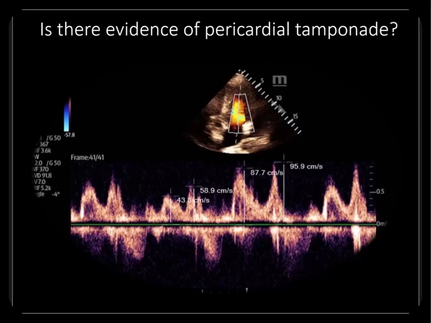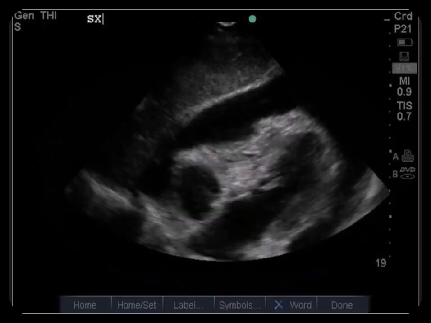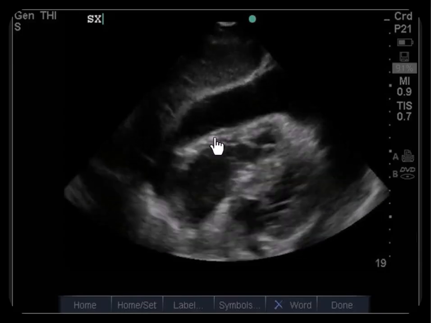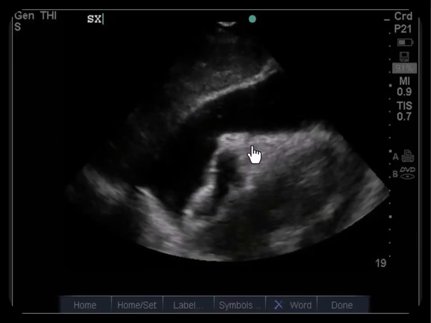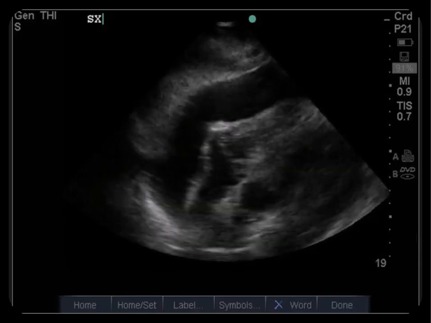So let's quickly review, starting with visually. Looking at this patient, is there tamponade? Well, I see bowing in of the right atrium. I see collapse of the RV wall. This patient has tamponade.